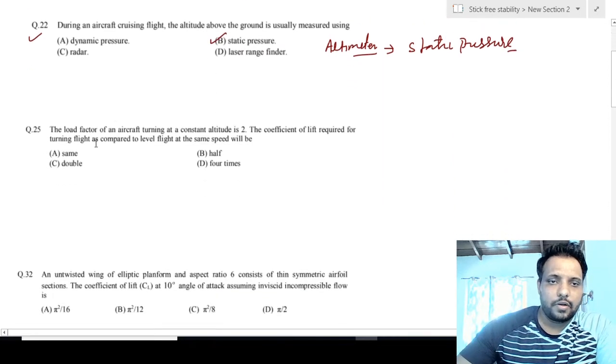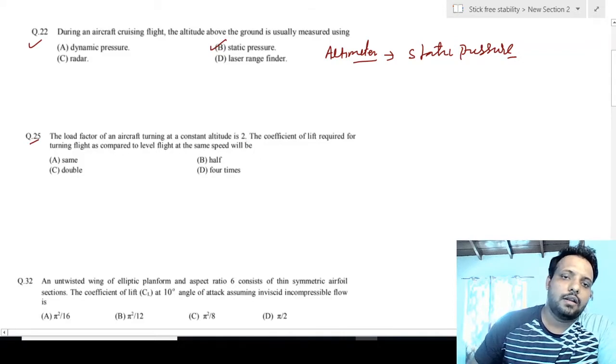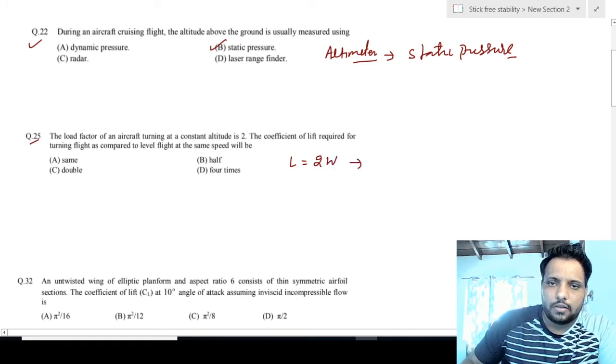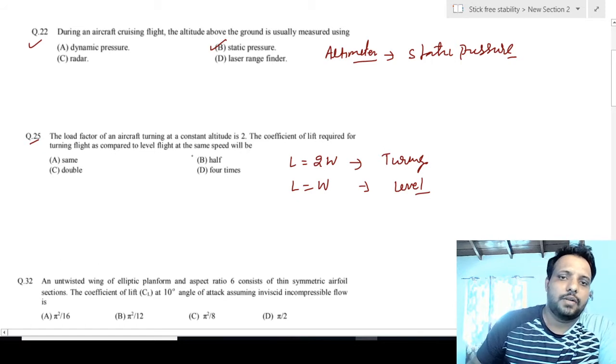Then question number 25. The load factor of an aircraft turning at a constant altitude is 2. The coefficient of lift required for turning flight as compared to the level flight at the same speed will be. So load factor 2 means lift is equal to twice of weight. Okay, this is for turning flight, and what is lift is equal to weight for level flight. Okay, that we know.